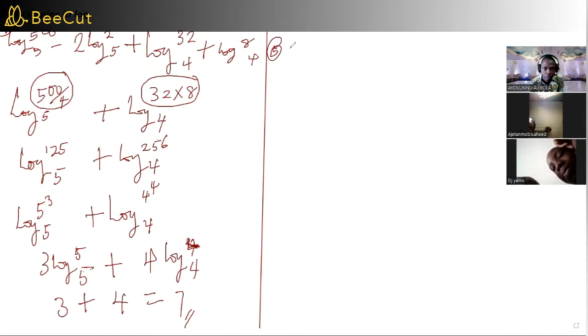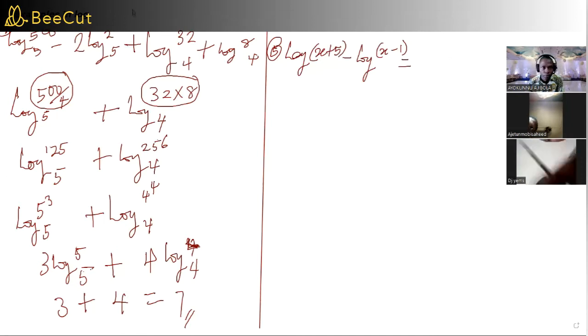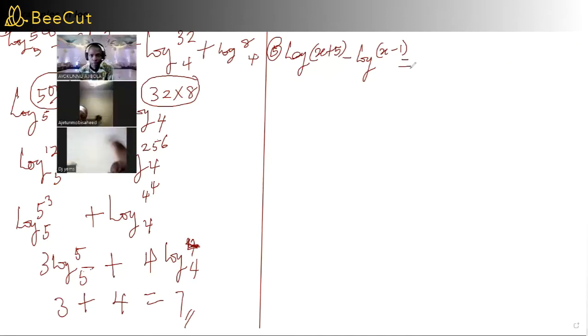Number 5. Log x plus 5 minus log x minus 1 equal to this. So log x plus 5 minus log x minus 1 equal to log 10 minus log 2.